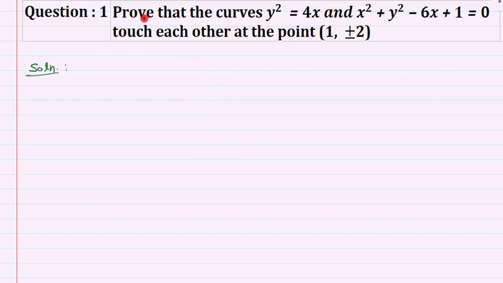Here is the first problem. In this problem, we need to prove that the curve y square is equal to 4x and the second curve x square plus y square minus 6x plus 1 is equal to 0 touch each other at point (1, plus minus 2). The word which is to be taken care here is touch each other. As the two curves may touch each other, may intersect each other, or may neither intersect nor touch each other. Here we need to prove that these two curves touch each other.